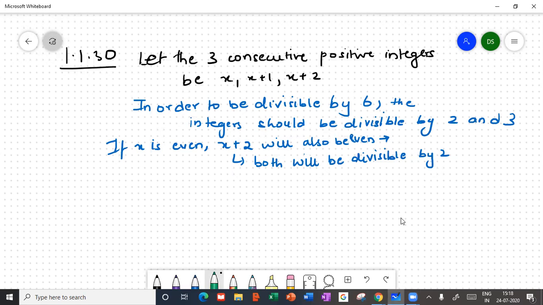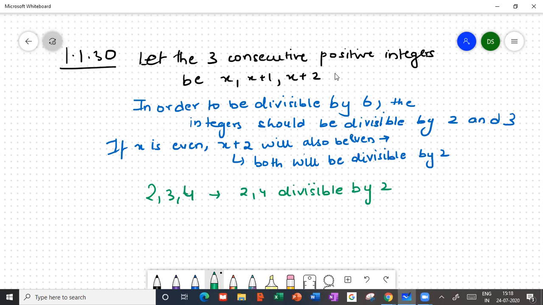So it's better if we take an example and solve this. Let's say three consecutive integers, 2, 3 and 4. Out of which 2 and 4 are divisible by 2, and 3 is obviously divisible by 3, right? So the product will be divisible by 6. So this statement will be true.